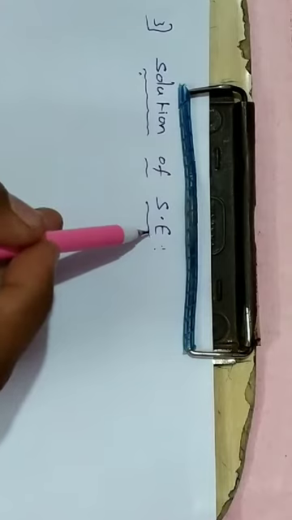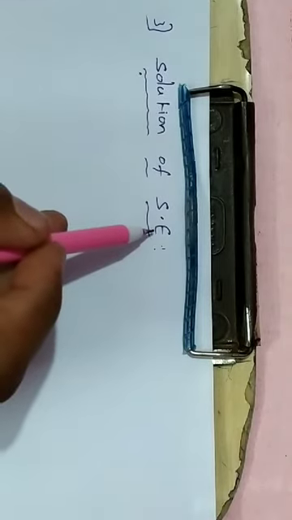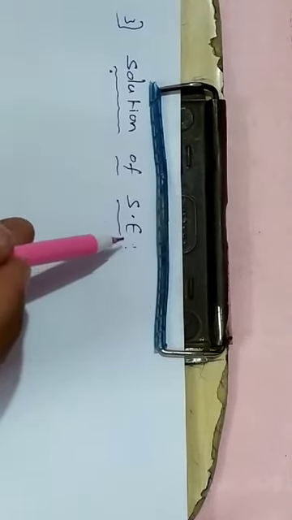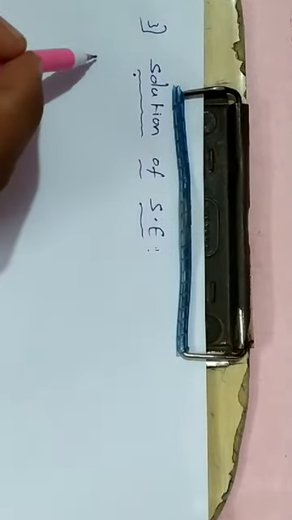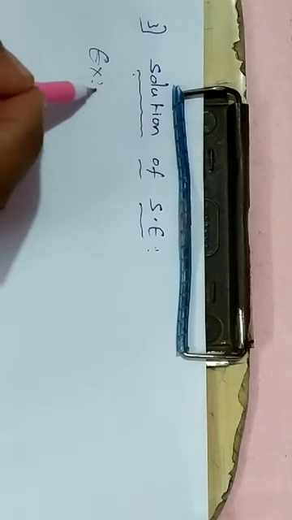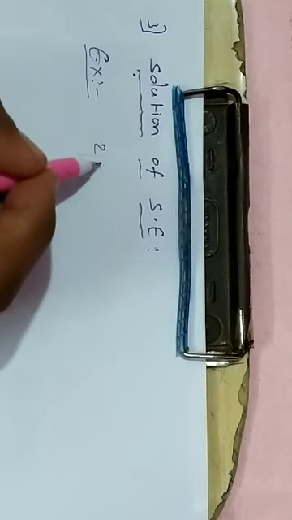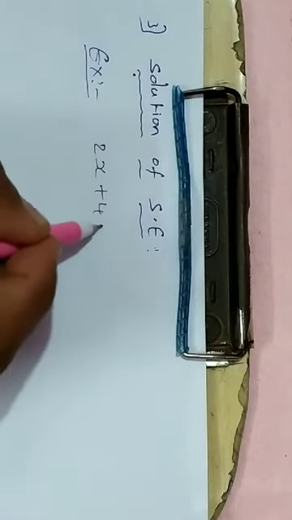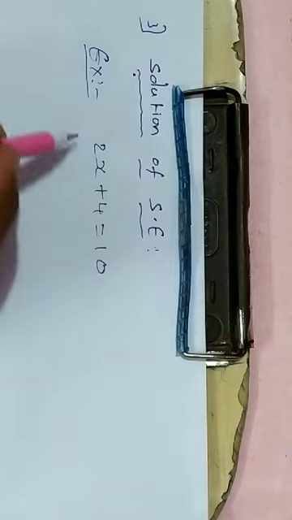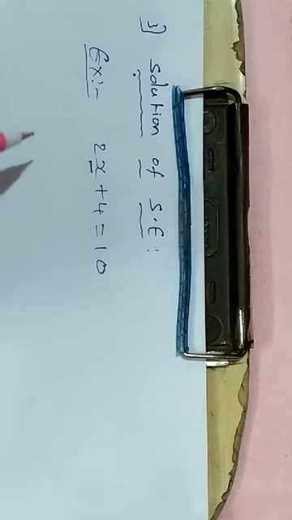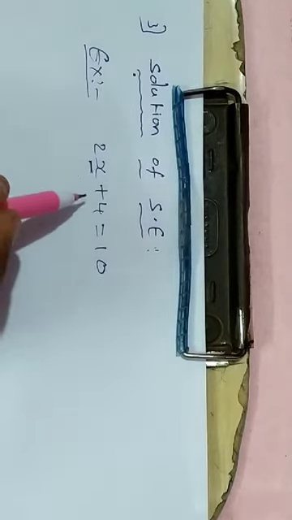Next, go for the third topic, solution of a simple equation. So what is the solution of a simple equation? It is also very easy. Let us take an example: 2x plus 4 is equal to 10. It is a simple equation because here x is the only variable. It is a linear equation in one variable x, so it is called a simple equation.